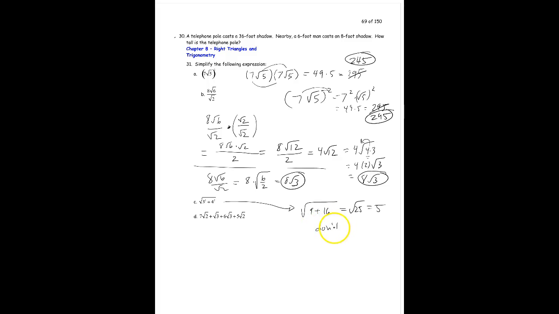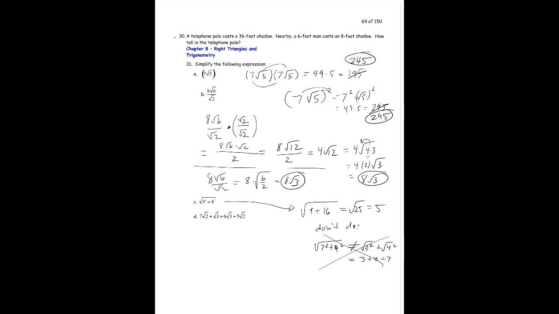Here's something to make sure you don't do, which I see more often than I would like. If you have square root of 3 squared plus 4 squared, this is not equal to the square root of 3 squared plus the square root of 4 squared. You cannot distribute the radical like this. You can't take the square root of each piece and add them. So this is a common error. And if you kept doing this, you'd get 3 plus 4 equals 7. So make sure that you don't do that.